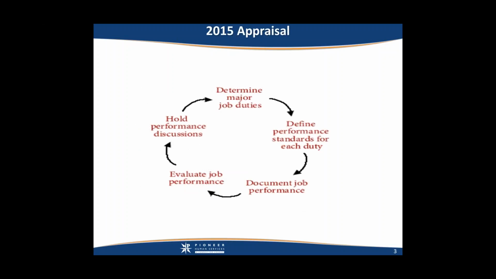Start reviewing the appraisal process at the top where it outlines determining major job duties, and work your way around the circle. We will follow up with training for expectations in December and January as another webinar. There is a section for planning and drafting goals for 2016 on the appraisal form. However, it is important to define performance standards for each duty, document job performance, evaluate job performance, and hold ongoing performance discussions. Ideally, an employee should be aware of how they are doing throughout the evaluation period during the year, as there should be no surprises on an appraisal.